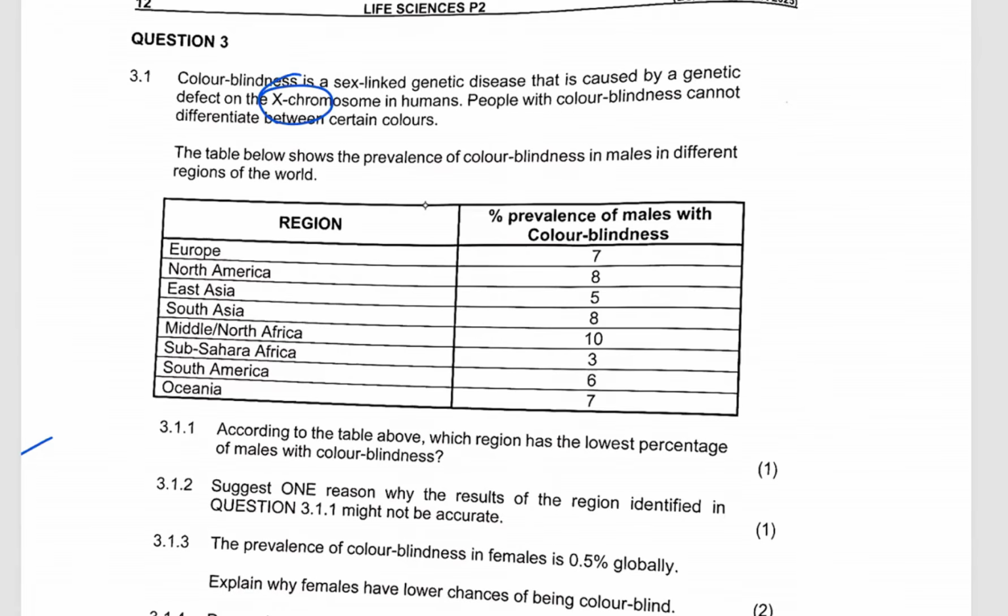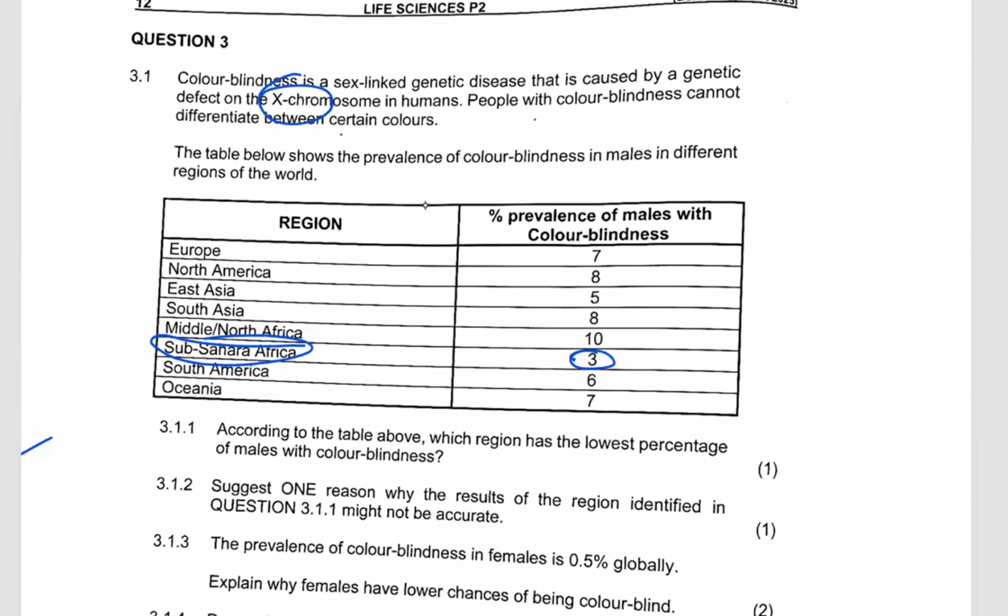They're saying that people with color blindness cannot differentiate between certain colors. According to the table, which region has the lowest percentage of males with color blindness? If you look at it here, we shall see that this is the answer. So it becomes Sub-Saharan Africa.